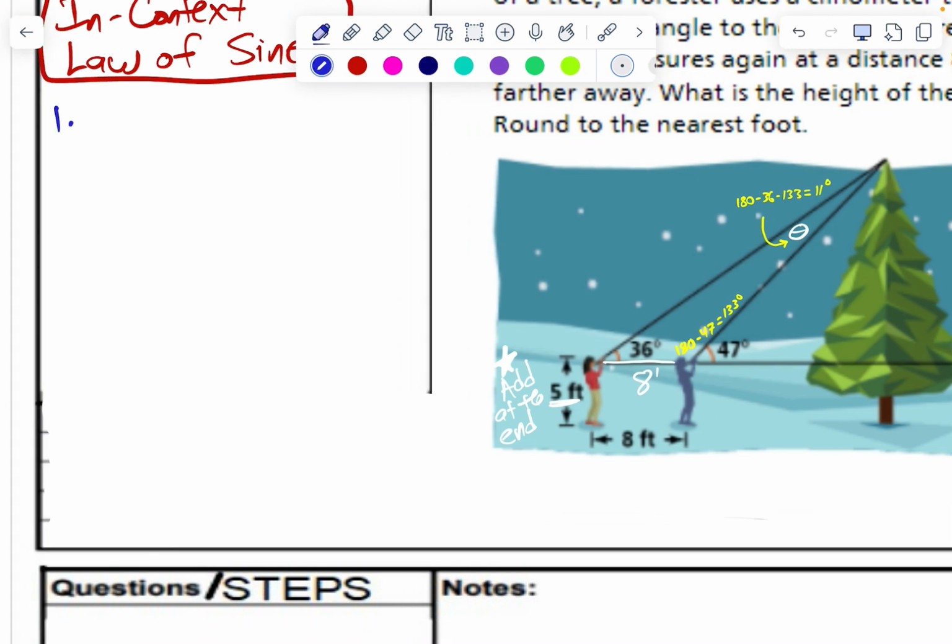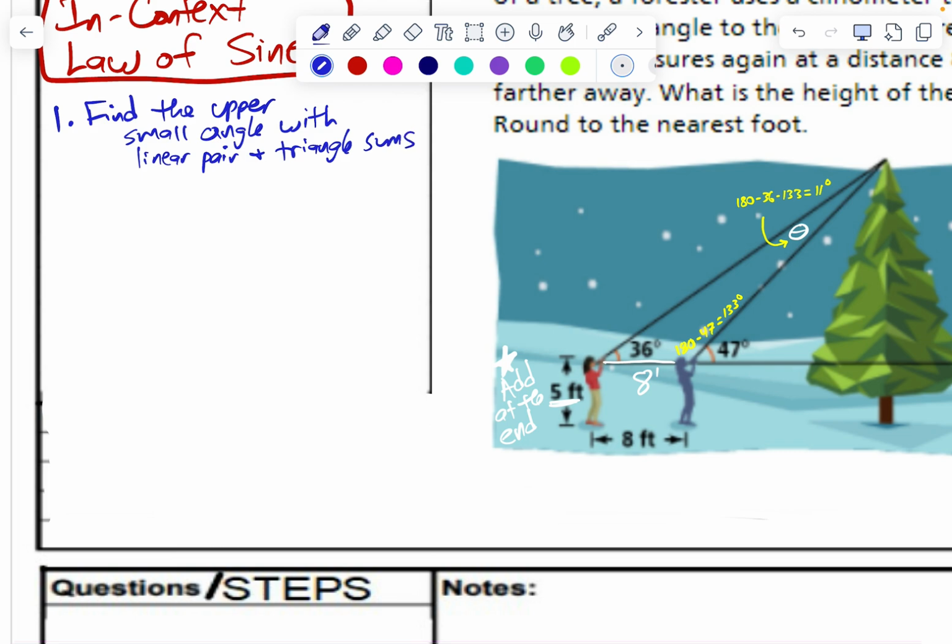So let's catch up on steps. First step, and this is just this version, I'm not saying they're all like this: find the upper small angle with linear pair and triangle sums. We just did the linear pair down at the bottom, and at the top we did a triangle sum.